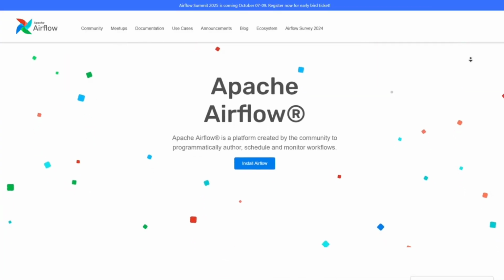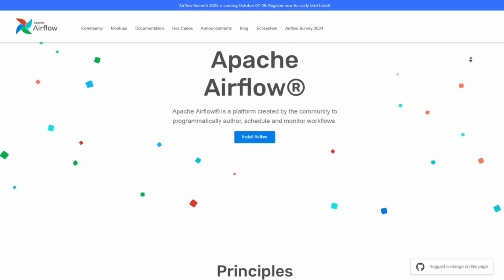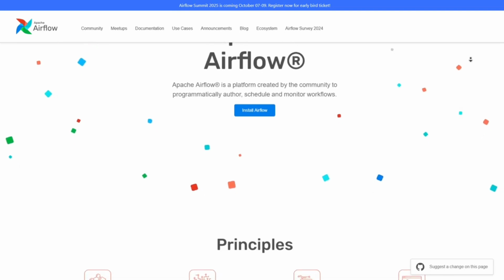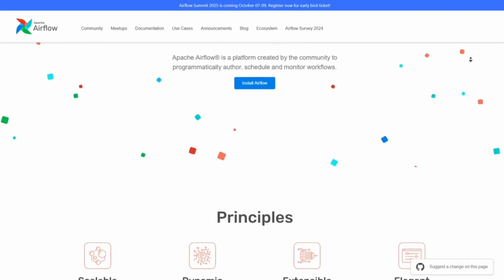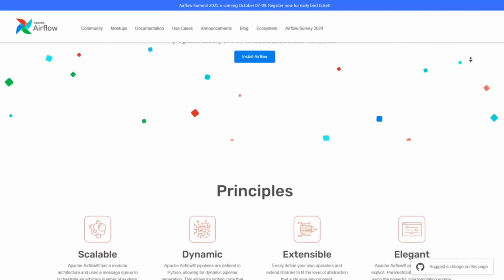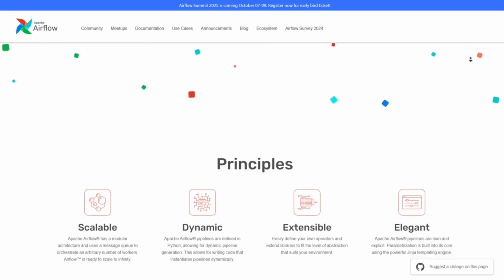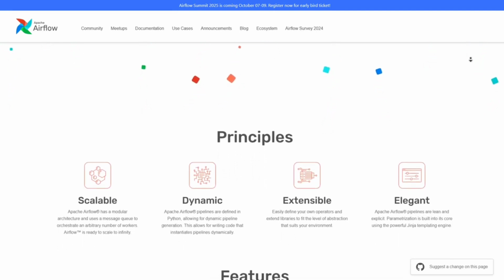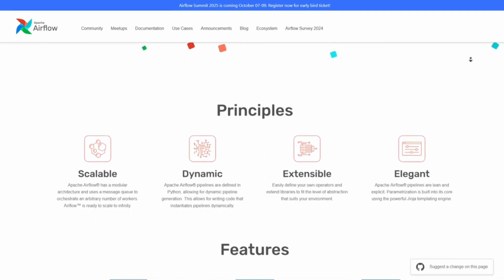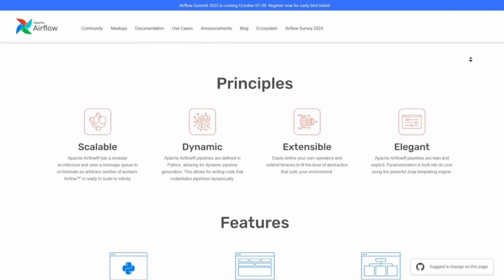Next, Airflow is a workflow orchestration tool that schedules and manages complex pipelines. While not ML specific, it excels at connecting tasks across systems, from data ingestion to model training and reporting. Airflow's strength lies in flexibility. It can automate both machine learning and broader data engineering workflows.